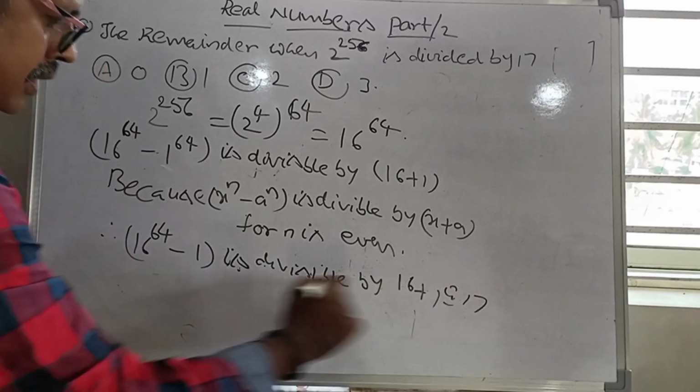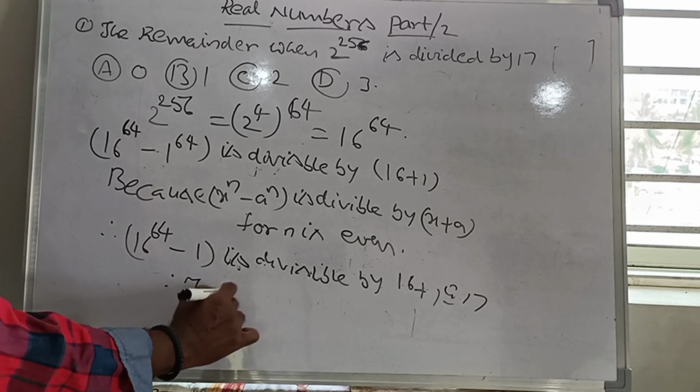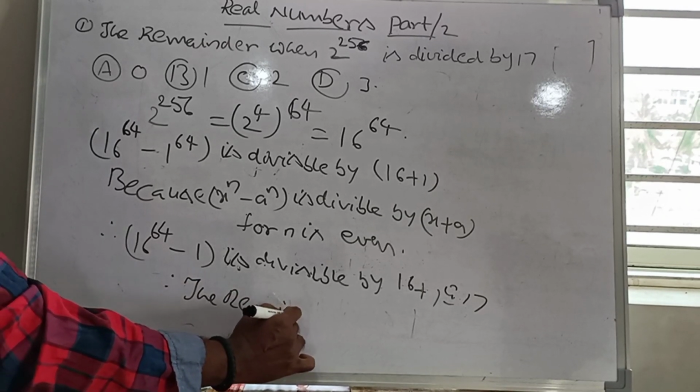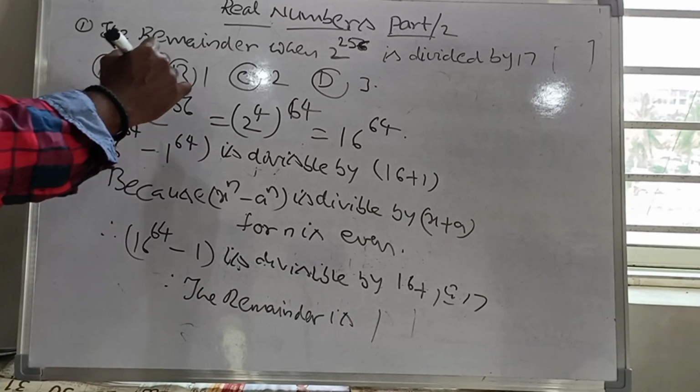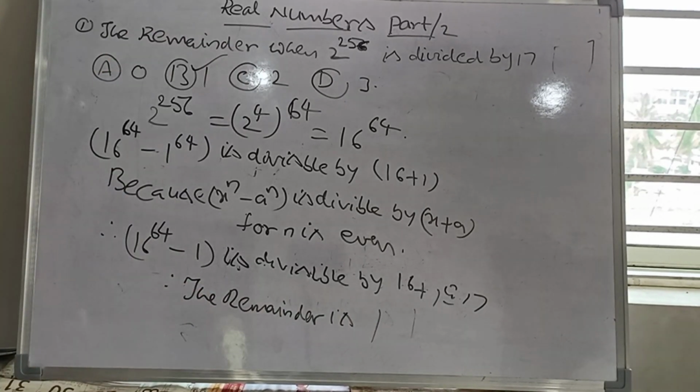Therefore, on dividing 2 power 256 by 17, we get the remainder 1. Therefore, the option is B. What is the remainder here? 1.